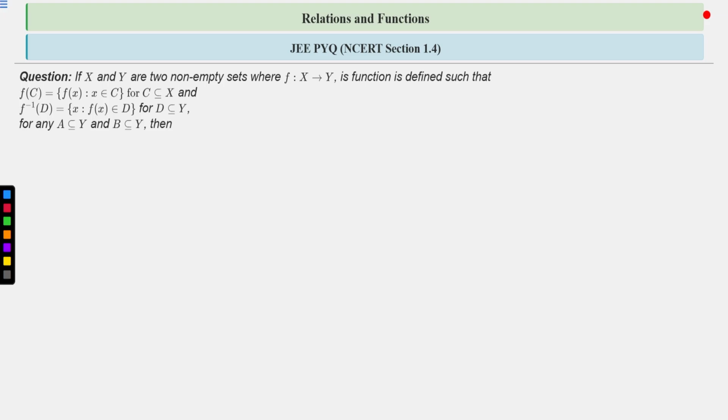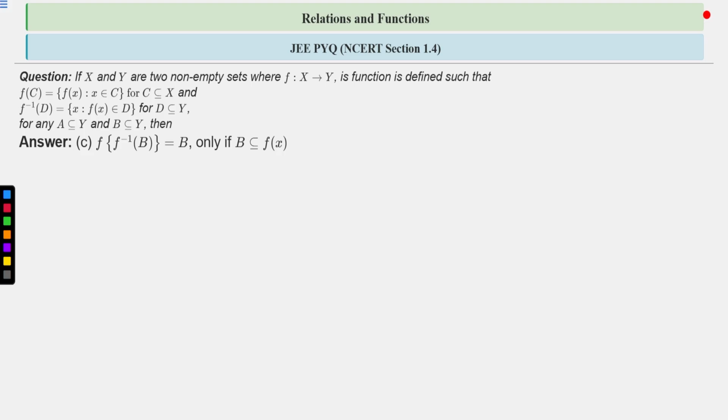The question is, if X and Y are two non-empty sets where f is a function from X to Y defined such that f of C is equal to f of x such that x belongs to C for C a subset of X, and f inverse of D is x such that f of x belongs to D for D a subset of Y. The correct answer will be option C, which is f of f inverse of B is equal to B only if B is a subset of f of X.